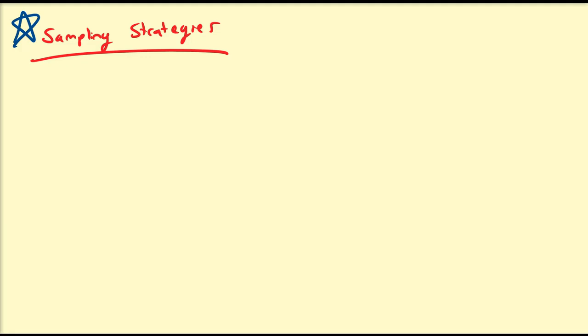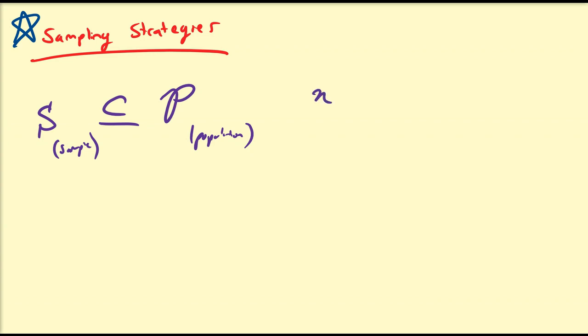Hello there. In this video, we're going to continue our discussion of the sampling process that is usually one of the first steps for statistics. So recall, if we have a set S, which we usually refer to as a sample, and this sample is a subset of a larger population P, remember that the size of this sample, usually abbreviated by little n, is of course less than or equal to capital N, the size of our population.